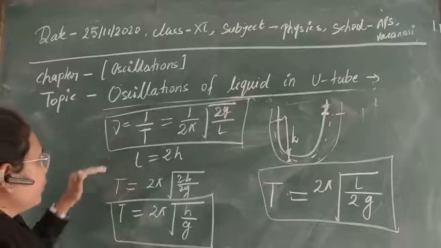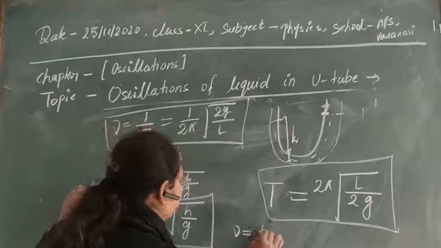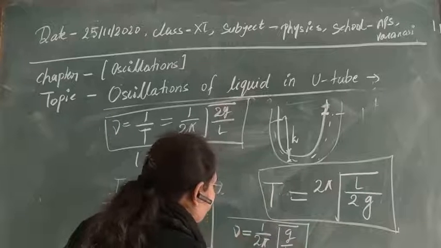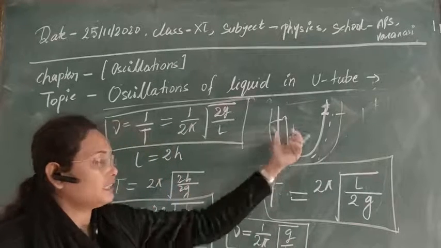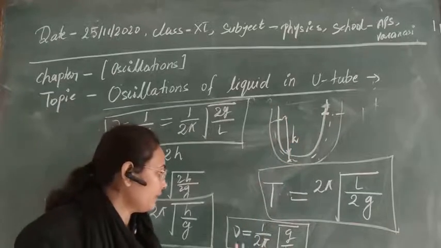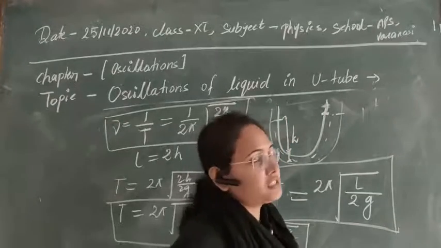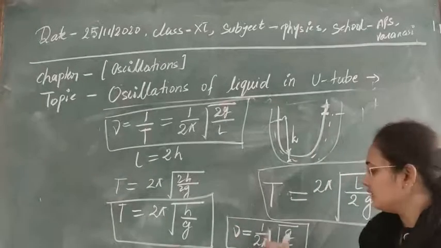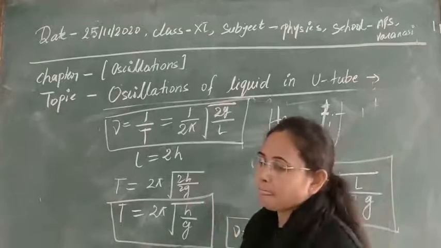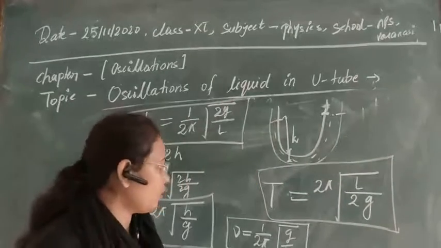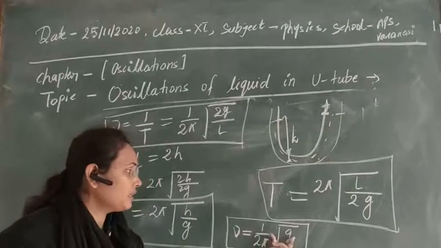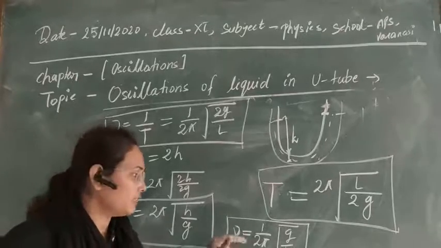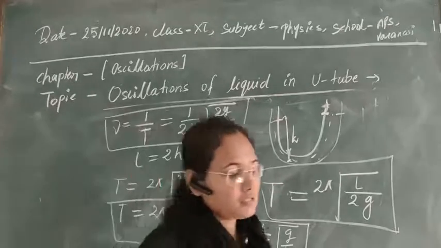In the same way, if you calculate the frequency here, its value will be the reciprocal of it, and this will be equal to root g by h. So for the frequency, if height is increasing, then frequency will decrease, meaning the number of oscillations in 1 second will decrease. Obviously, if the number of oscillations is decreasing, you can say the time period is increasing. And also if g is increasing, then there will be an increase in the number of oscillations, or due to a decrease in g, fewer oscillations can be performed.